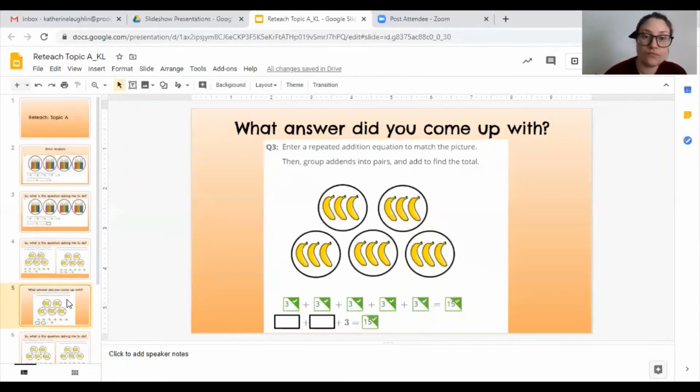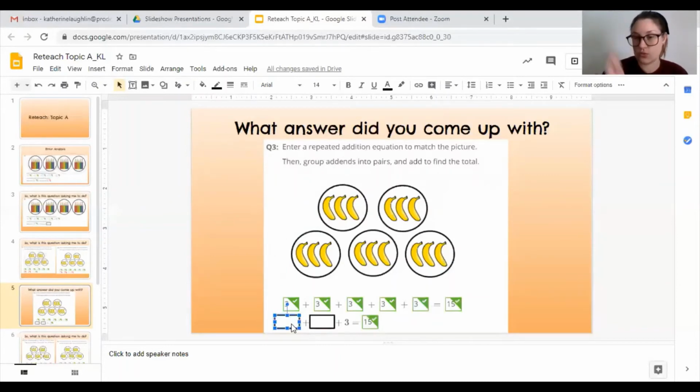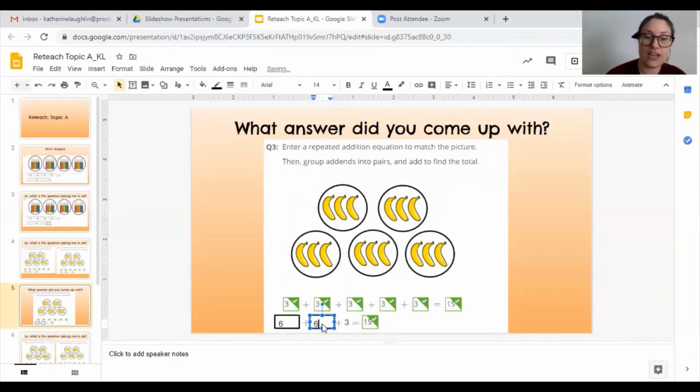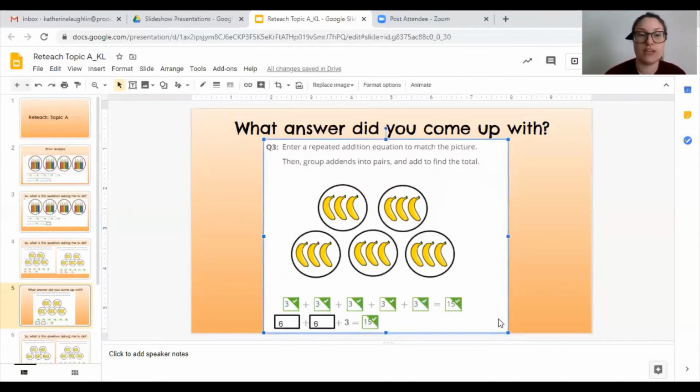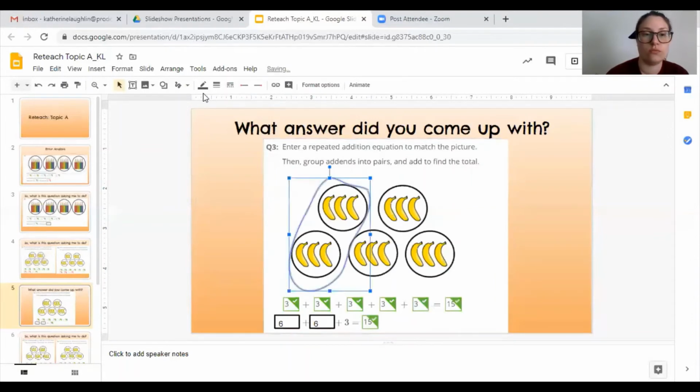So when you are looking at grouping these add-ins into pairs, what numbers should go here and here? Think about it. Think back to those pairs, those groups of 2 that we just made. You are right. 6 and 6 should go here, because remember, when we're making pairs, it's a group of 2. Okay?